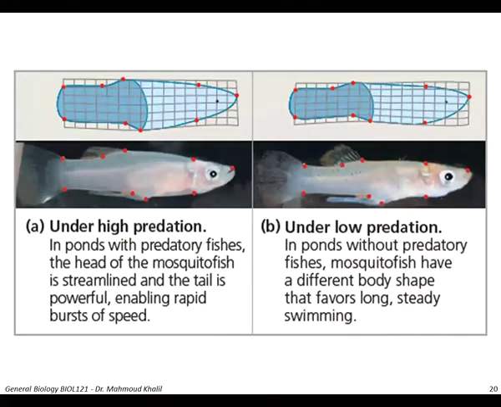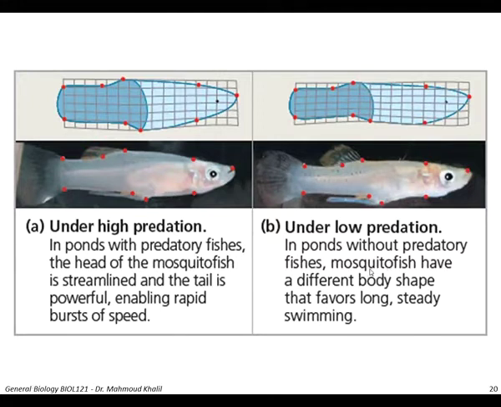This is a perfect example of adaptation to the environment. You can see this is actually the same fish, called the mosquito fish. If this fish exists in a lake with high predators, over evolution it tended to have a very strong, powerful tail. This enables the fish to swim rapidly inside the lake, of course, to escape enemies or predators.